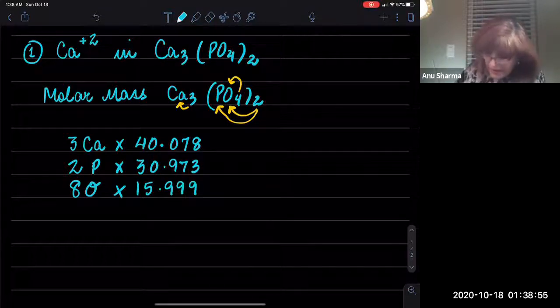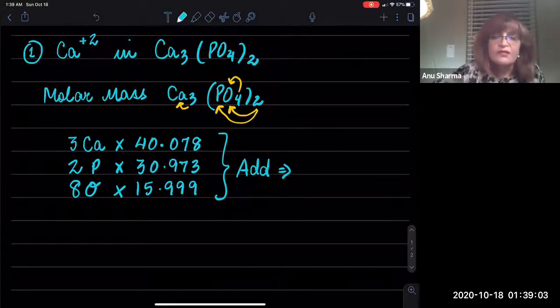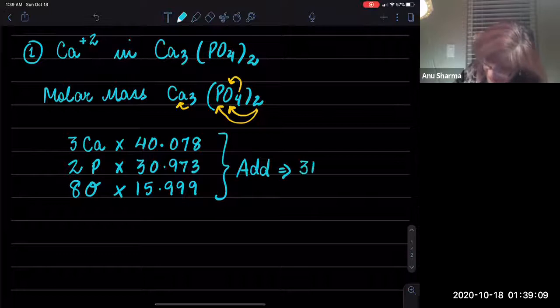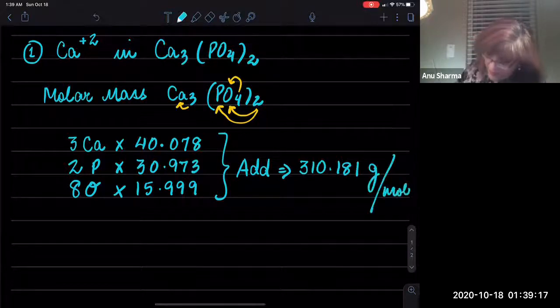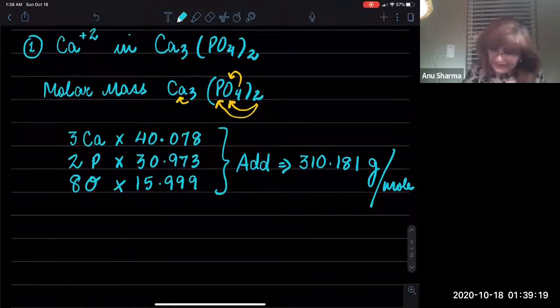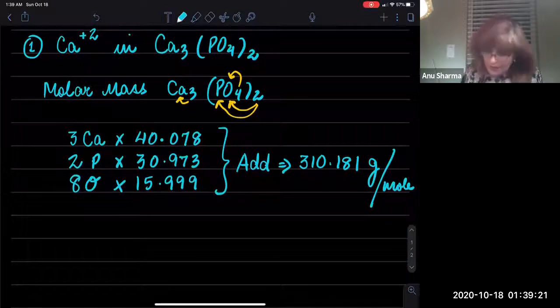15.999. And so when you add up this whole thing, it is going to give you 310.181 grams per mole. Okay, so that is the molar mass of calcium phosphate.